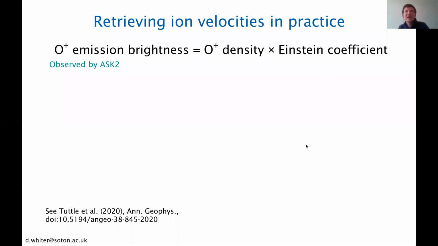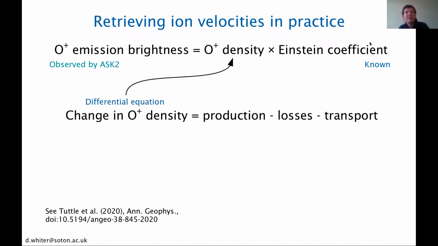Okay, so how do we get those ion velocities? So firstly, the O+ emission brightness, which we observe with ASK, we can calculate that if we know the O+ density. You just multiply it by an Einstein coefficient, which is like a transition probability, and that gives us an emission brightness. And that Einstein coefficient is reasonably well known. Of course, we'd always like more accurate coefficients, but it's reasonably well known. So we know that one. Then we want to model this O+ density.